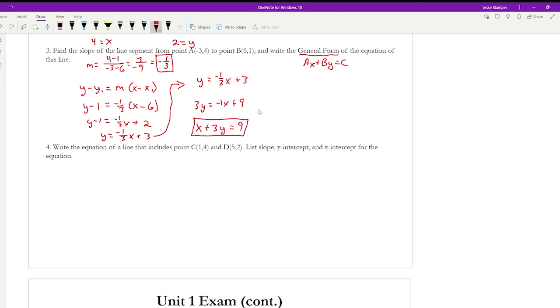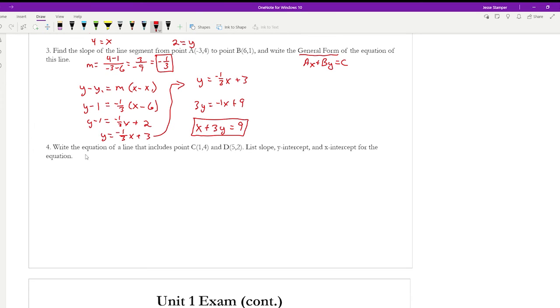Now, let's go down to number 4, and I ask you to write the equation of a line that includes the points C and D, (1, 4) and (5, 2), and I want you to list the slope, the y-intercept, and the x-intercept. Now, as Braden pointed out in class, sometimes it's easier to get this information from the general form than it is from the slope-intercept form, which is y equals mx plus b. We'll look at that and we'll see.